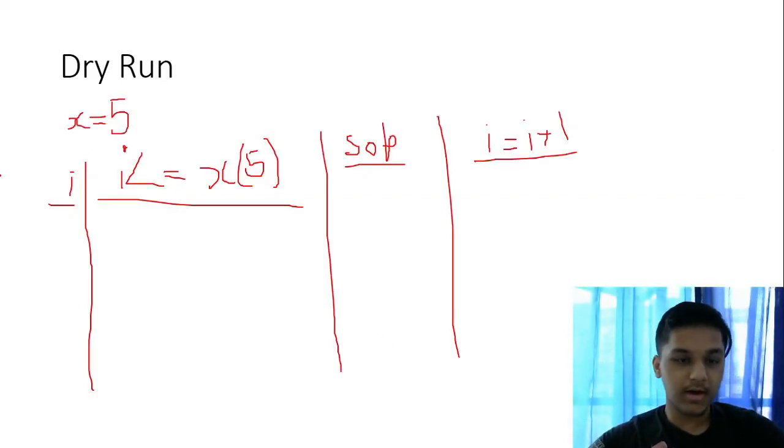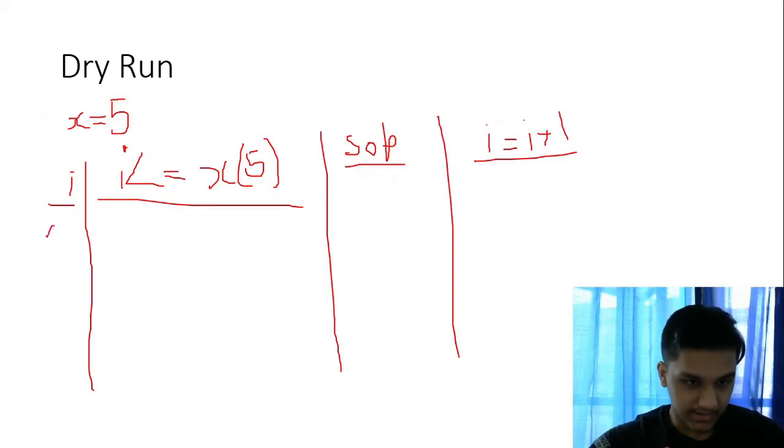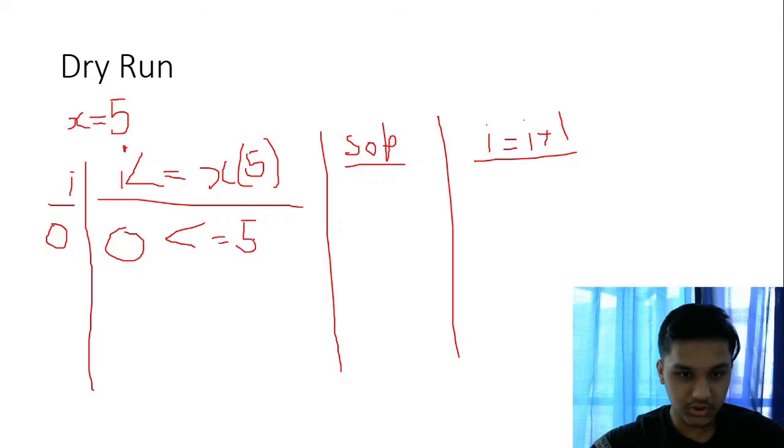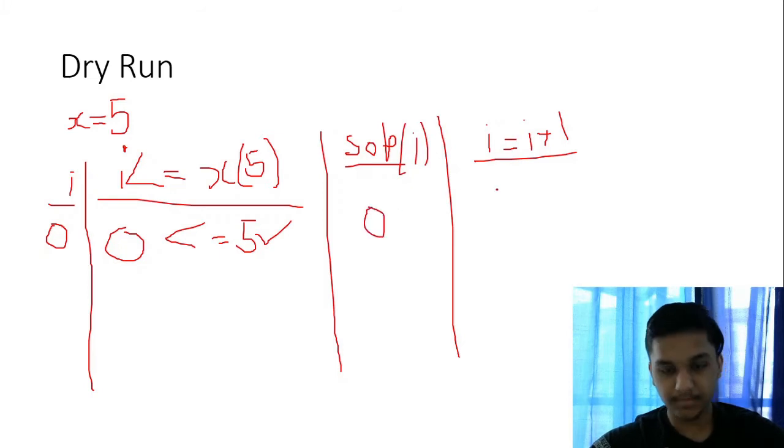So here I'll show you the dry run of the code which I just wrote. So let's say the user enters the value of x as 5. So i we declared as 0. So first it is going to go to 0. It's going to check if 0 is less than or equal to x, which is 5. So this condition is true. And now it's going to print i. So the SOP will be i. So it's going to print 0.